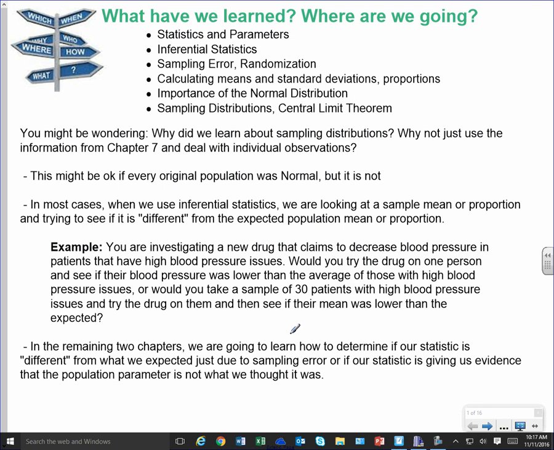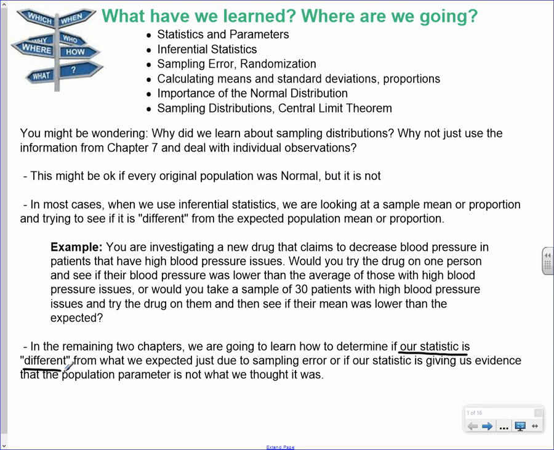So what do we have left to do? Well, now using everything we've learned up here and thinking about how we use inferential statistics, we're going to try to figure out how to determine if our statistic is different from what we expected. Okay, now our statistic is probably going to be different from the true parameter. We said because of sampling error, we're going to have a statistic that may not be exactly equal to the parameter, all right? But what we want to see is the difference that we see in the parameter and the statistic just due to sampling error, okay?